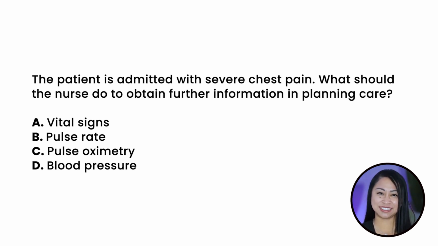Apply what you just learned. You know the question is asking you, what should the nurse do with this patient? The nurse should assess. If you look at the question, keyword is further information. You need to assess before coming up with a plan of care. If B, C, and D are all vital signs, then A would be the correct answer. A acts as an umbrella to B, C, and D.